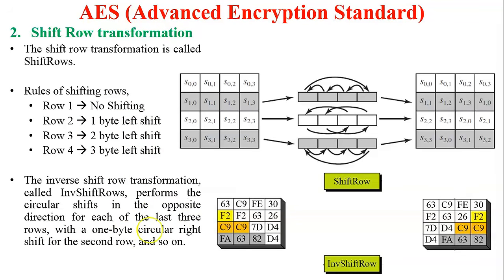So this is one example. Now you can see here this is the original matrix, then the shifting of rows. Now inverse shifting generates the original matrix. So this is one example of shift row transformation.